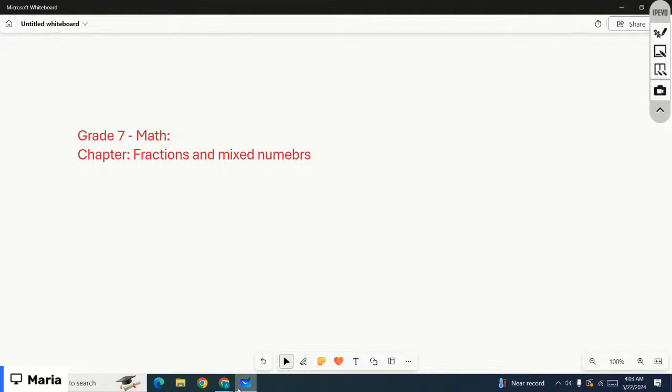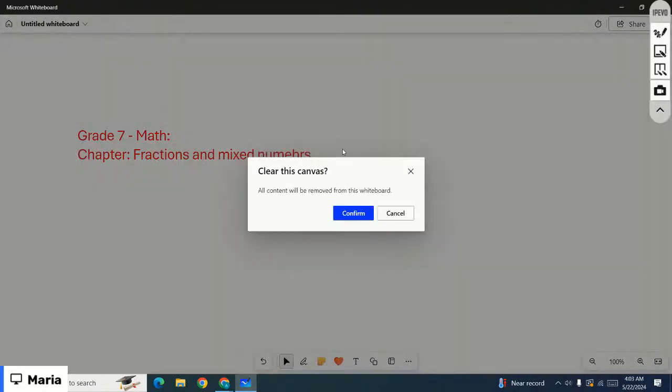We're going to start with the first lesson that is equivalent fractions. So let's just start with the lesson that is equivalent fractions. We're going to learn what the equivalent fractions are and how do we find equivalent fractions, right?